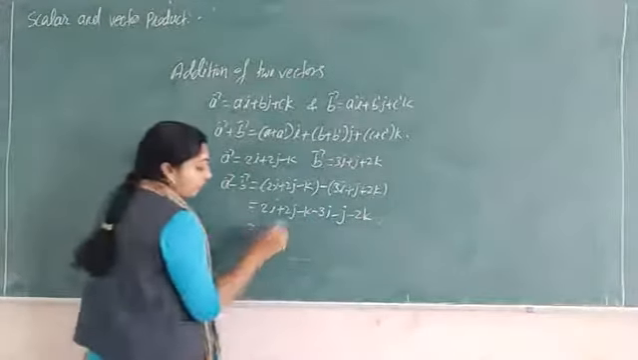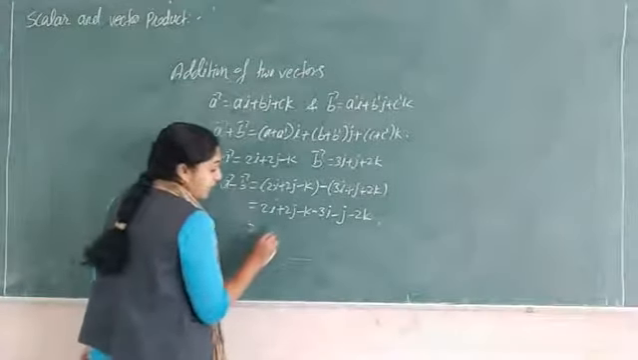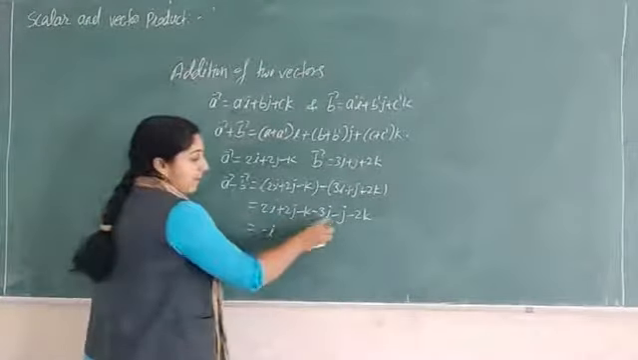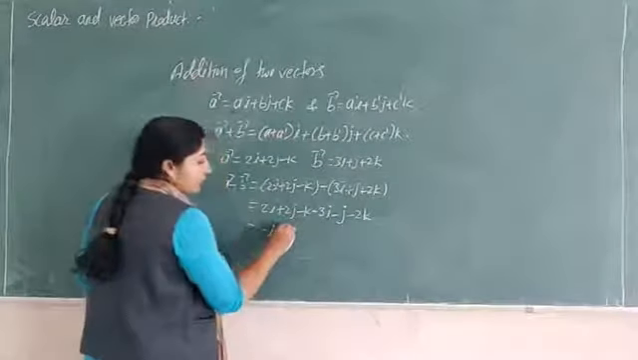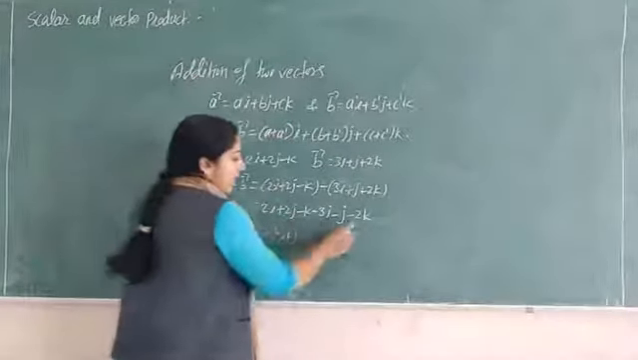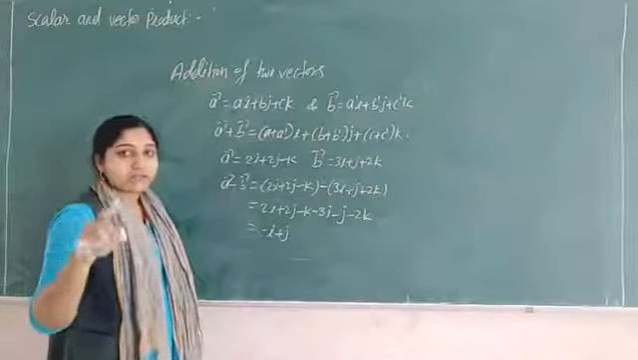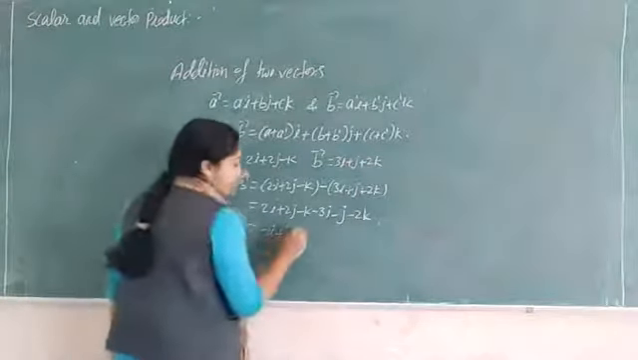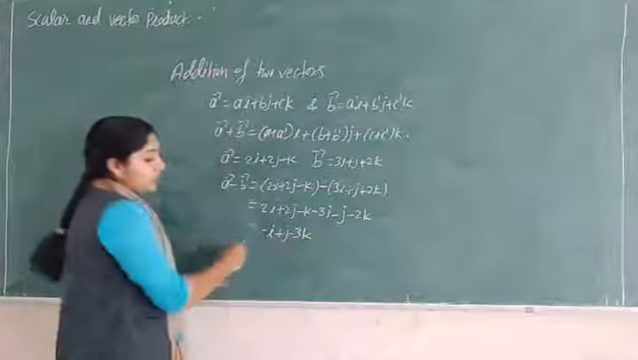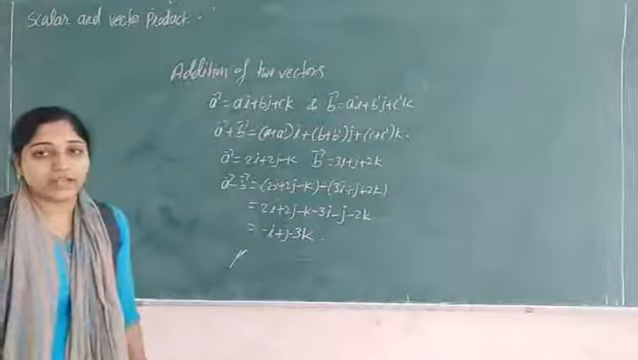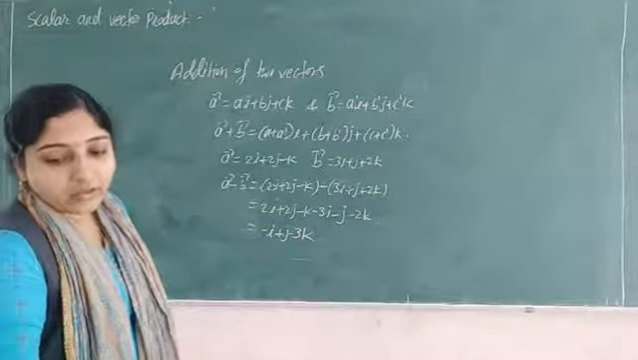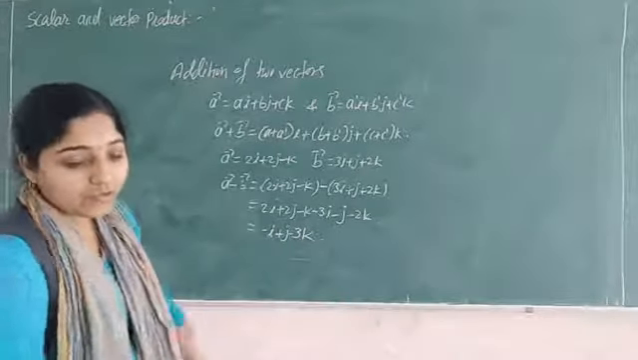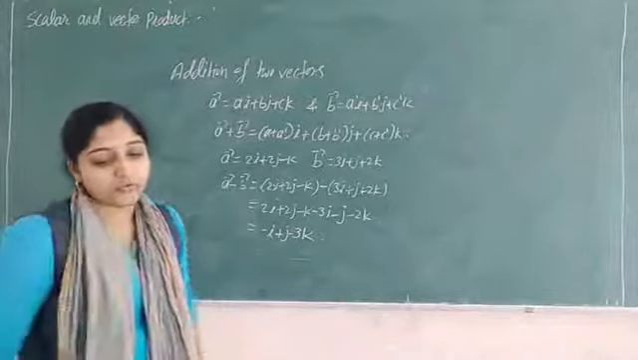Now take the coefficients. 2i minus 3i, 2 minus 3 is minus 1, so you will get minus i. 2j minus j means 2 minus 1, which is plus 1, so you will get plus j. Here we have minus k minus 2k, minus 1 minus 2 is minus 3, so minus 3k. So this is the answer for a minus b. This is the method to add two vectors and to subtract two vectors.